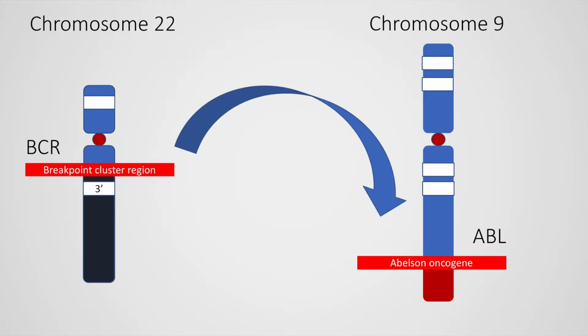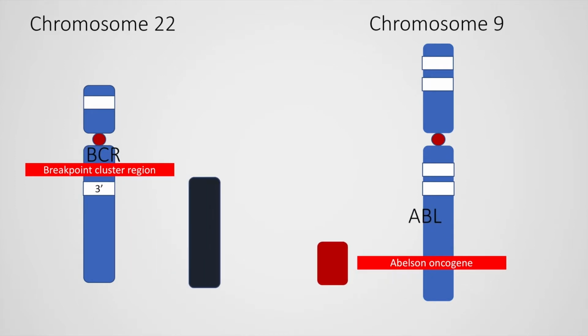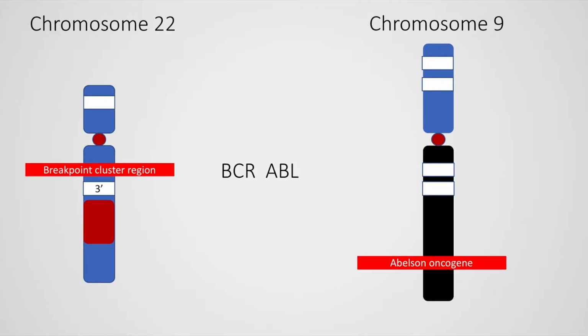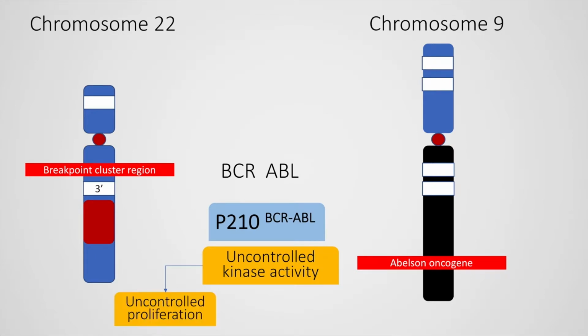In chronic myeloid leukemia, there is translocation between these two segments, that is, the breakpoint cluster region on 22 and the Abelson oncogene region on chromosome 9. Translocation between these two structures on chromosome 9 and 22 is key to the molecular pathogenesis of chronic myeloid leukemia. This results in formation of an oncoprotein called BCR-ABL. Formation of this BCR-ABL oncoprotein results in uncontrolled kinase activity, which results in uncontrolled proliferation and reduced apoptosis.